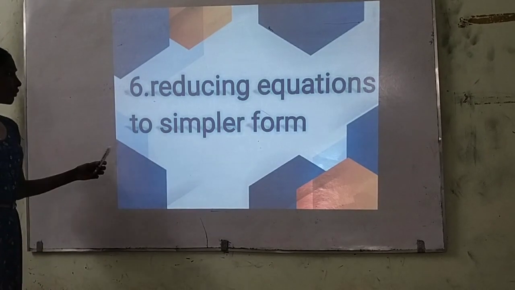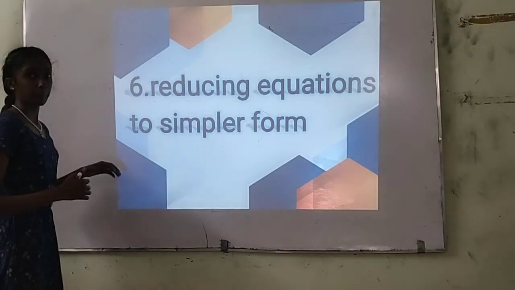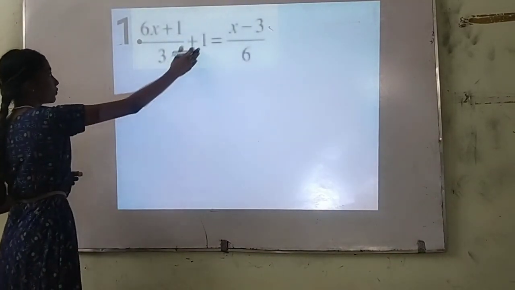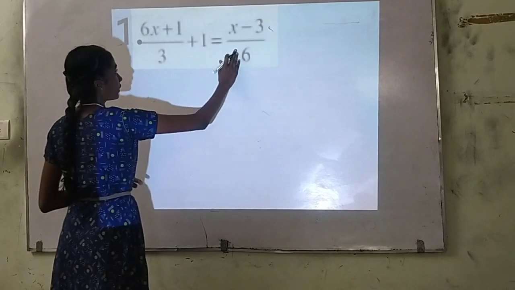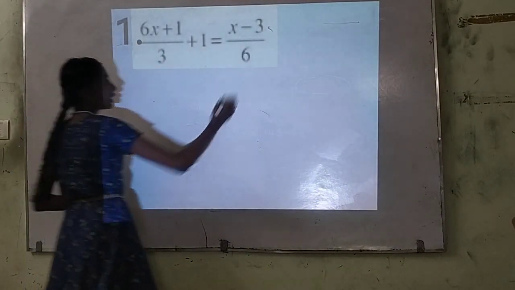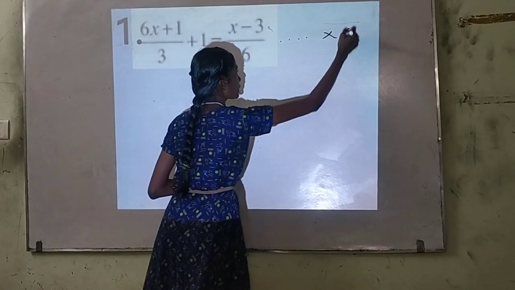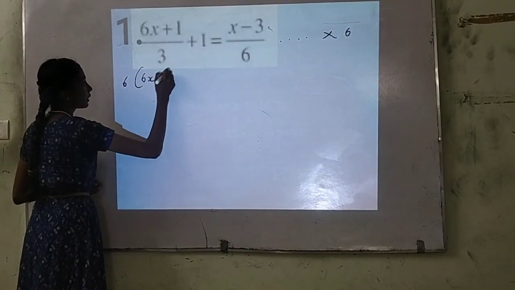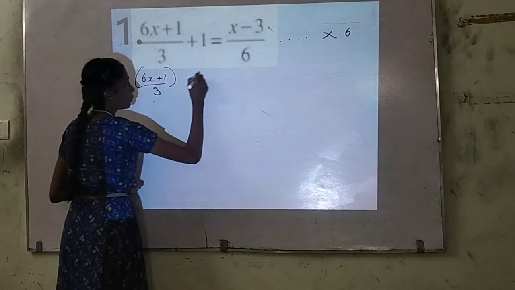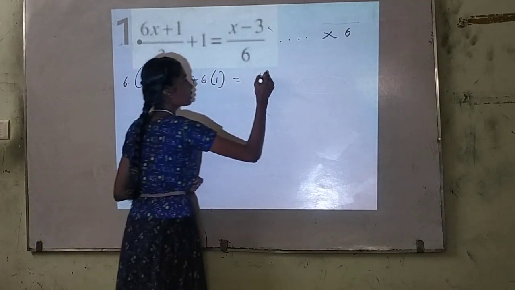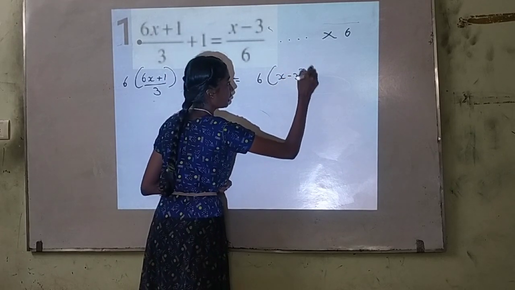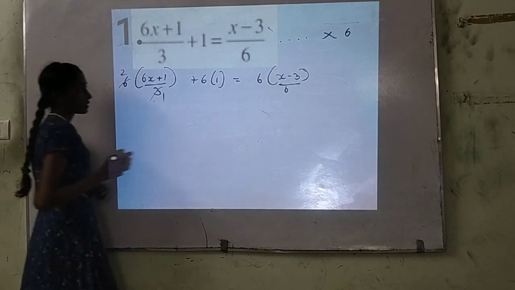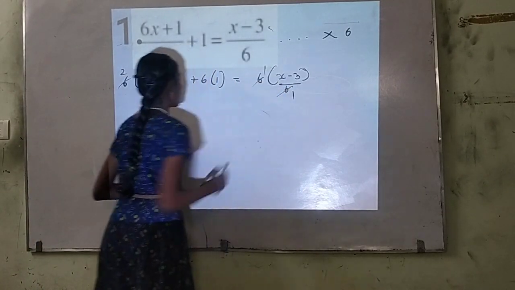Now let us reduce the equations to their simpler forms. Now here, (6x plus 1) by 3 plus 1 gives you (x minus 3) by 6. Now let me multiply the whole equation by 6 to cancel the denominators. So 6 into (6x plus 1) by 3 plus 6 times 1 gives you 6 times (x minus 3) divided by 6. Now let me cancel. 3 twos are 6, 6 ones are 6, 6 ones are 6.